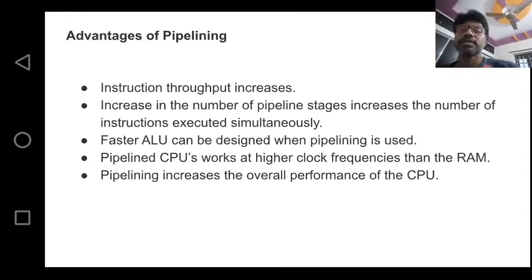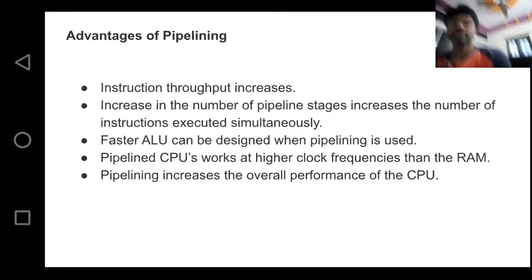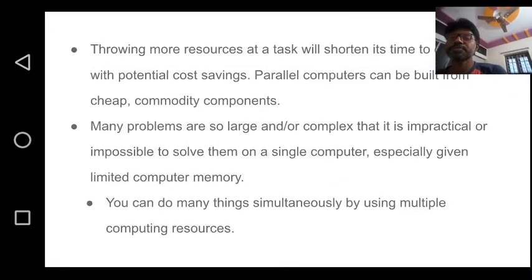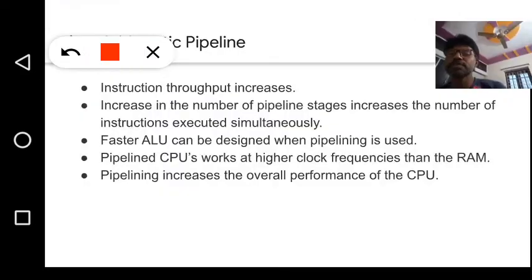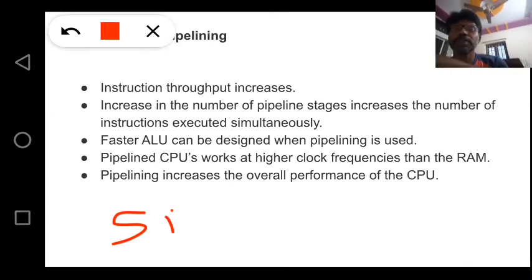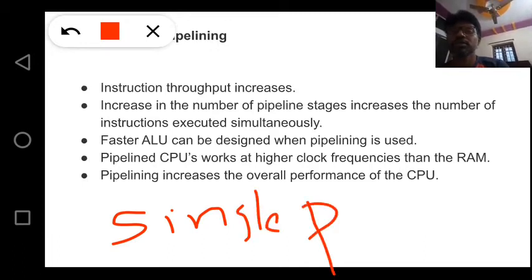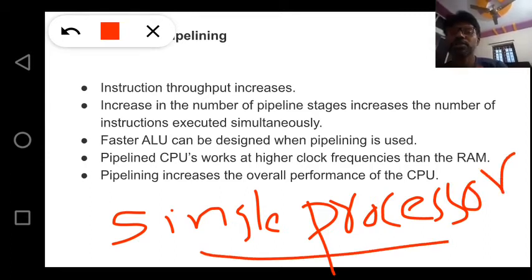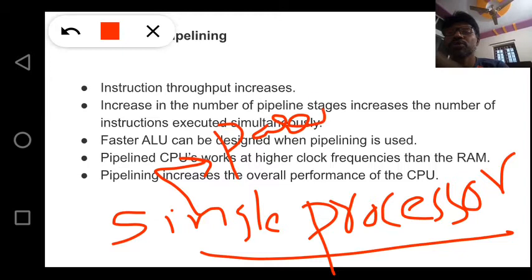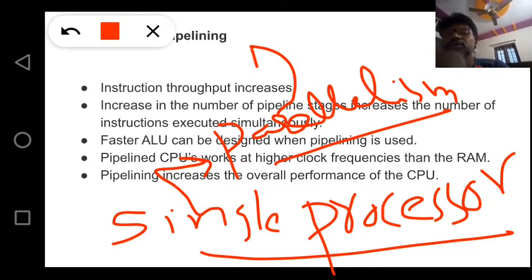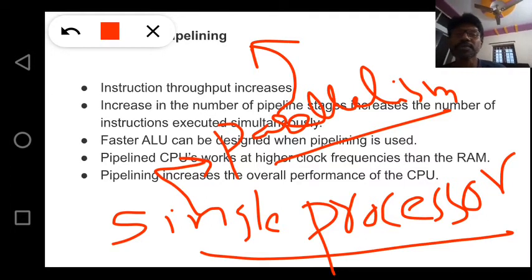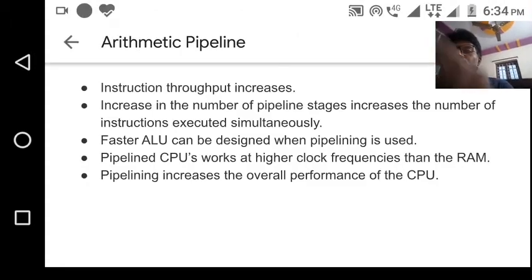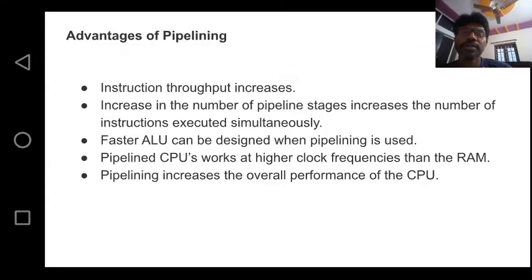Pipelining is an important technique for implementing parallel processing using a uniprocessor system. That means we have a single processor, and using this single processor we can achieve parallelism using a concept called pipelining. So, pipelining is basically a technique which allows you to execute multiple instructions in a less amount of time by a single processor.